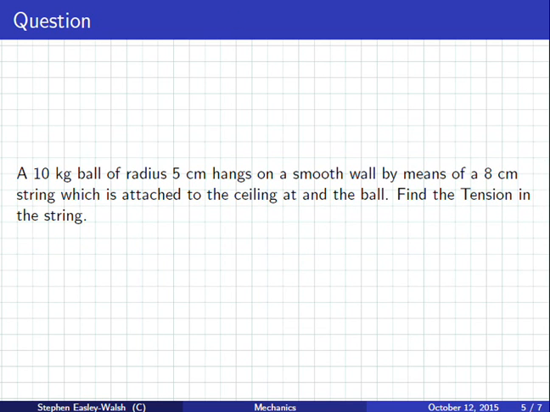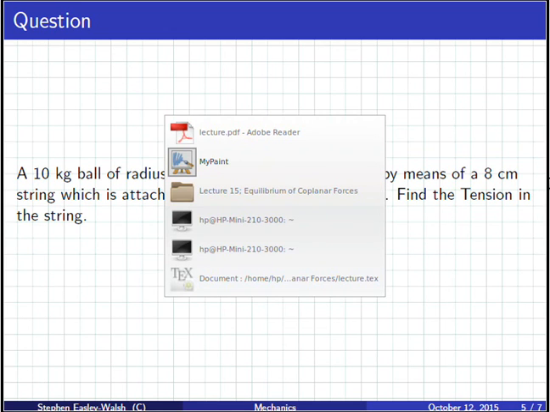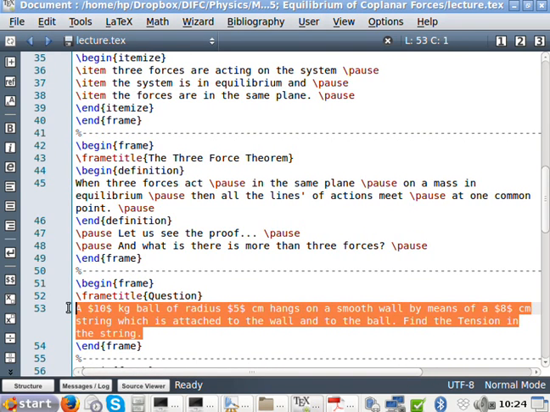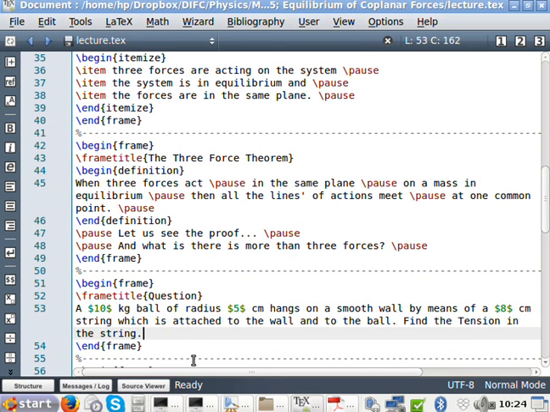Right, so let's have a look at my first example. So write that down, please. A 10 kilogram ball of radius 5 centimeters hangs on a smooth wall by means of an 8 centimeter string, which is attached to the wall and to the ball. Find the tension in the string.